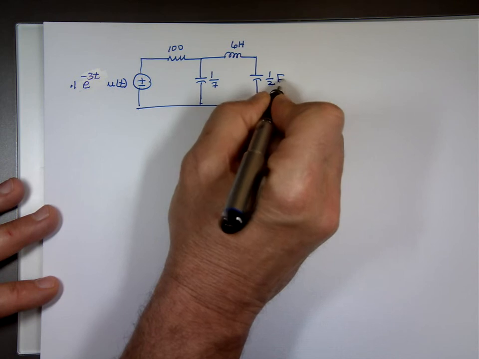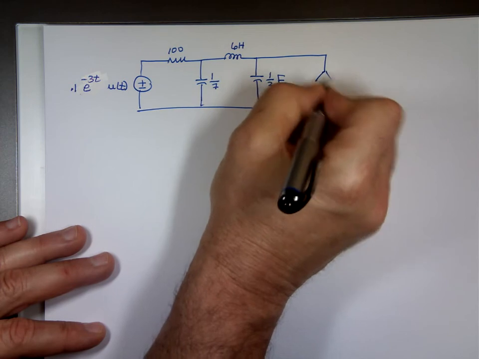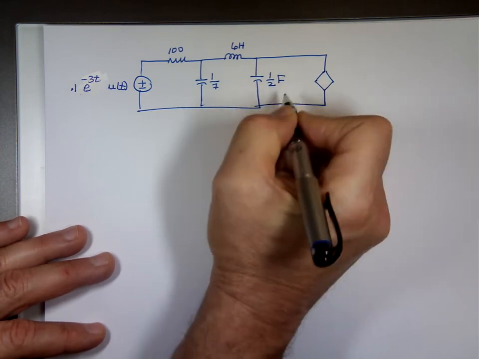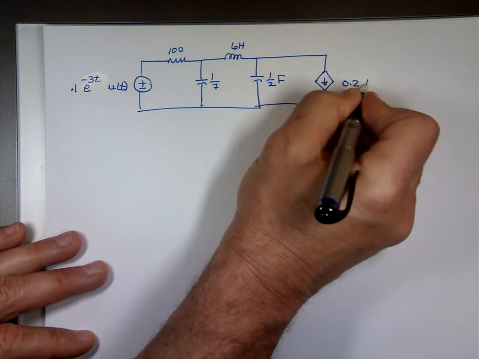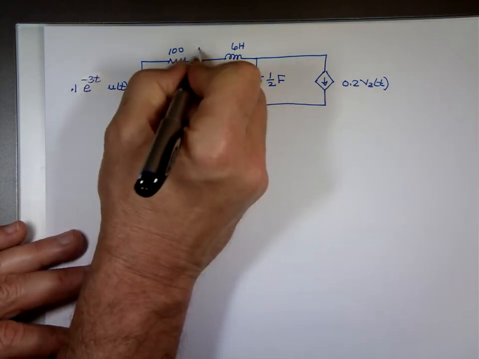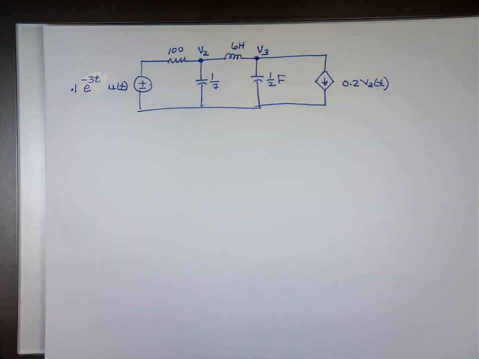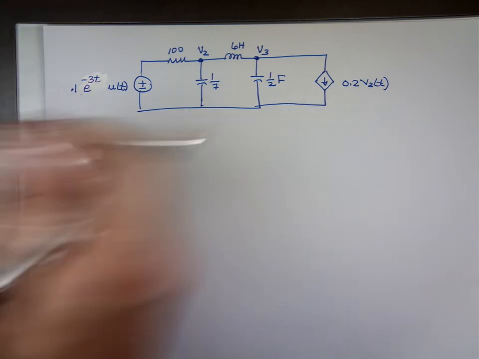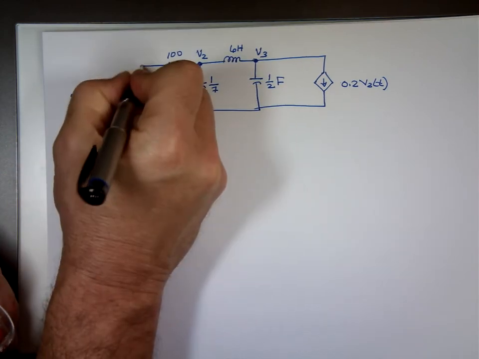And we have a dependent source here. It is a current source, and the value for it is 0.2 times V2 of t. And V2, in case you're wondering, is the voltage right here. This is V2, and this is V3. And V1 is this. Oh, you know what? This is a current source here. That's a current source. This is V1. And the question: find V1, V2, and V3.